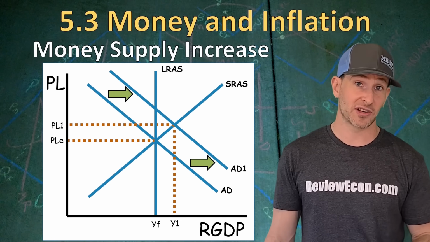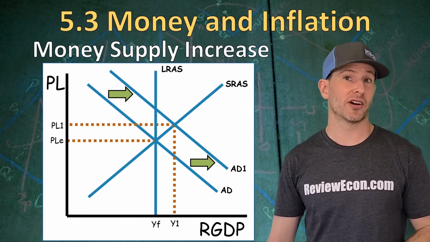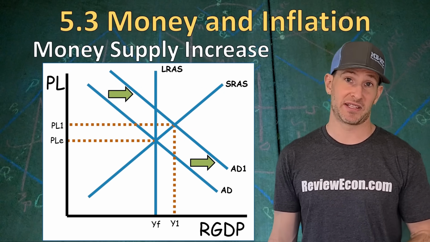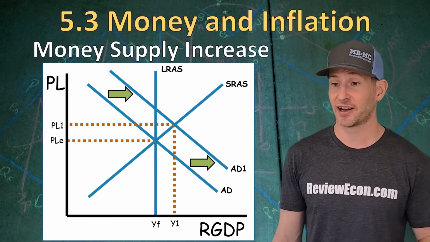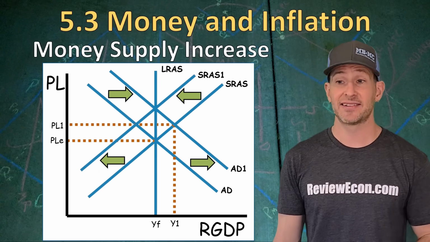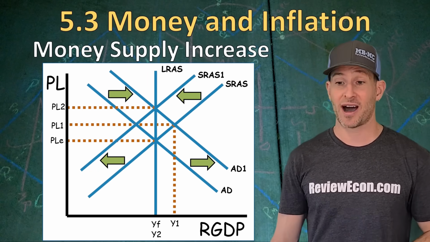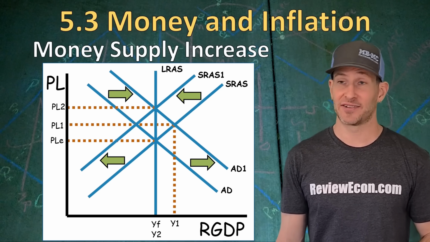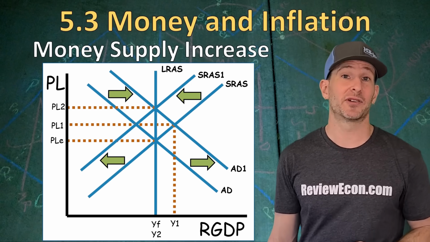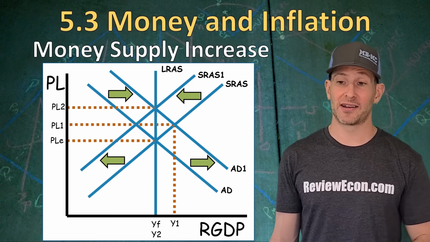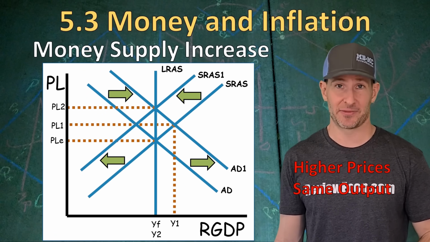That means that wages are going to have to increase in the long run, as well as the prices of other resources. When that occurs, that means that we will have higher costs for businesses. That increase in production costs is going to shift the short-run aggregate supply curve to the left. In the end, we end up right back at the same equilibrium output we had at YF there, and we have a higher price level there at PL2. What this tells us is when there's an increase in the money supply, in the long run, there will be no change in real output, but we will have an increase in the price level.